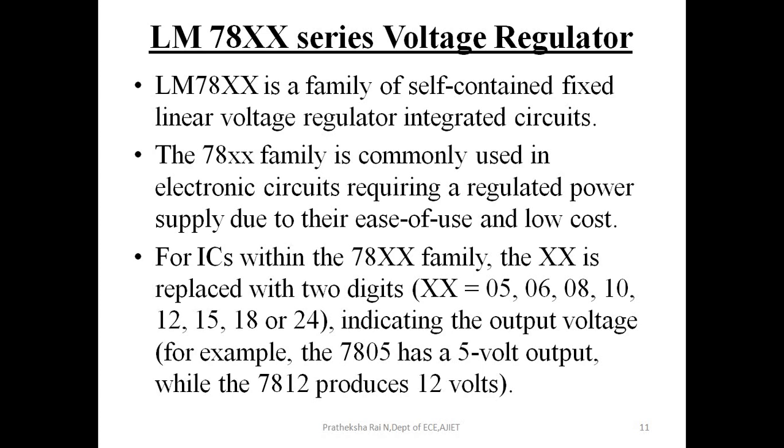For ICs within the 78xx family, the xx is replaced with two digits. That is, xx can be 05, 06, 08, 10, 12, 15, 18 or 24, indicating the output voltage. So if you want a regulated output voltage of, say, 18, then you have to use the IC 7818. If you want a 5 volt output, then you have to use 7805. So it is very clear: 78 represents the family series, and the last two digits represent the output voltage. Different kinds of output voltage are available, varying from 05 to 24 volts.